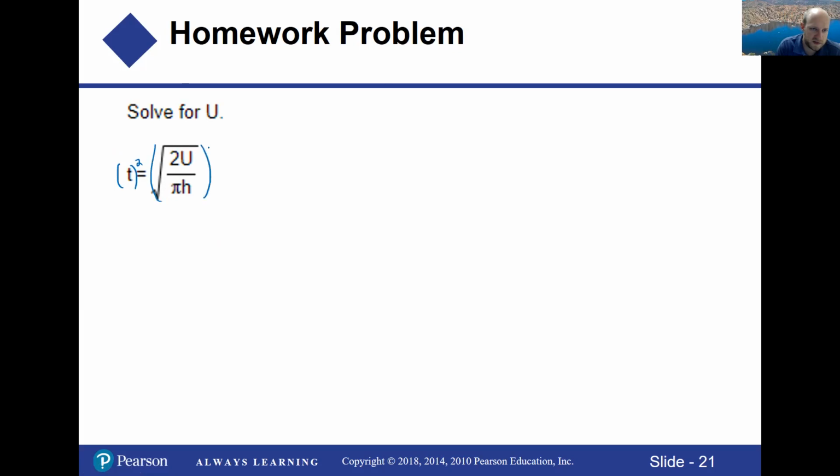And that's my first step. So I have to square both sides. So I'd have t squared equals, when I square a square root, I just have what's left over on the inside.